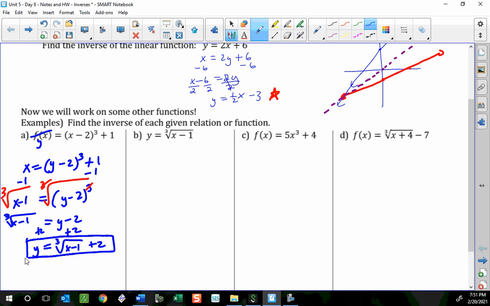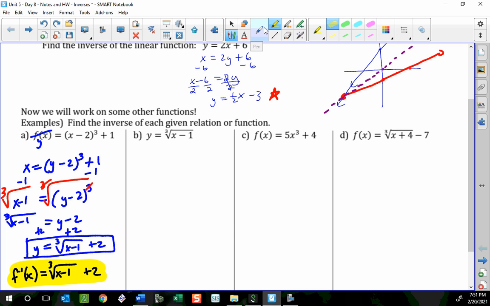Now, if you want to be more specific or more perfect about it, remember that f of x is a notation. So f negative 1 of x, remember that meant the inverse. So cube root x minus 1 plus 2. All right, so that would actually be the best, most final answer since it did start out with f of x. That would be the better answer to write.